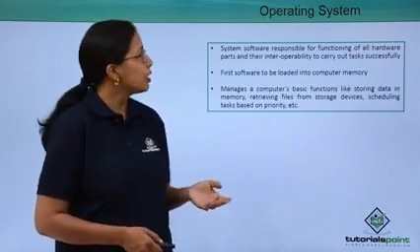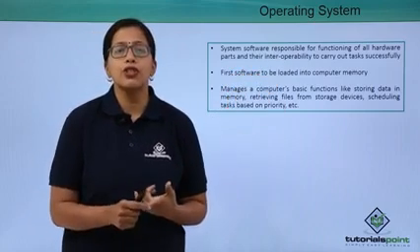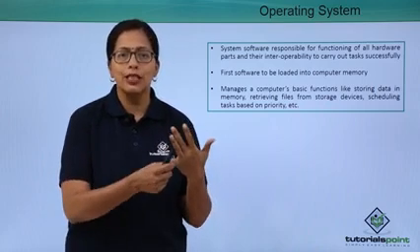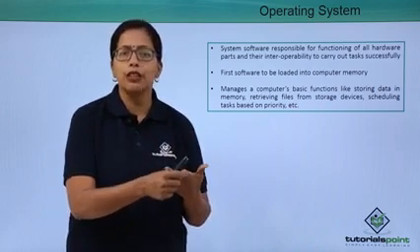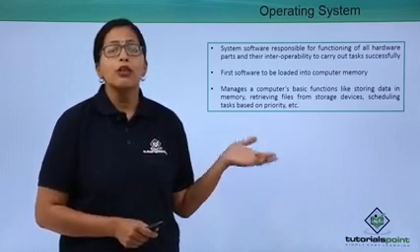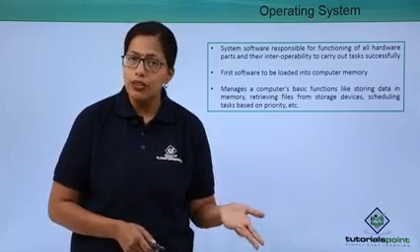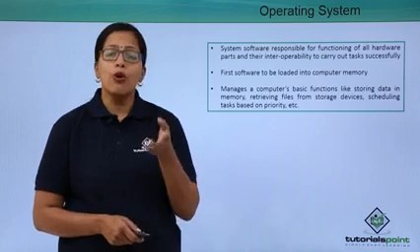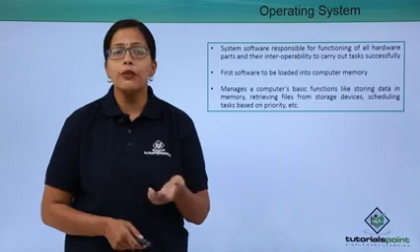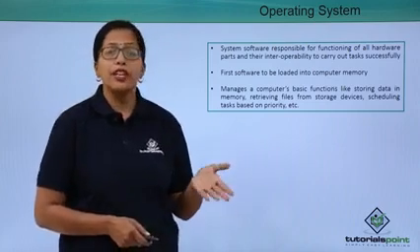Let's see what these softwares do. The operating system is responsible for the functioning of all the different hardware parts. As you know, a computer has a CPU, keyboard, mouse, printer, video, so many hardware parts. The operating system is required so that these hardware parts can function properly and follow our instructions. It is always the first software that is loaded into the system when we switch on our computer. So, the operating system is always very important.